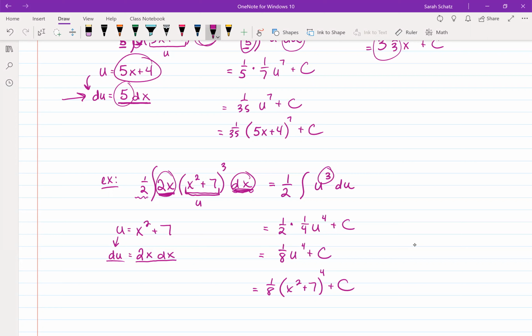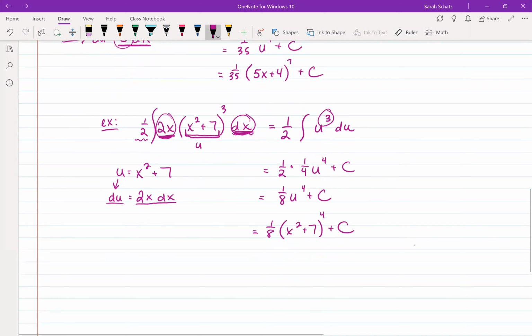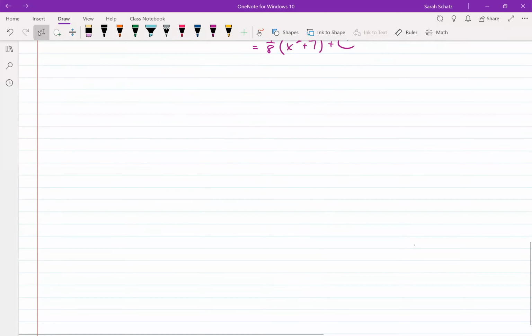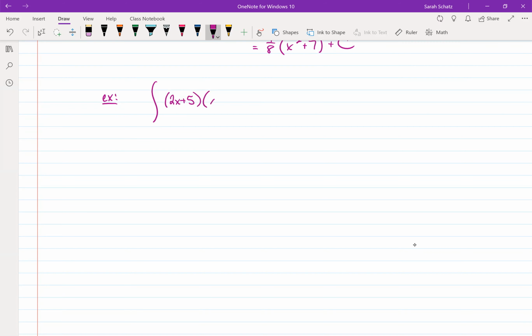I know this is a lot, but we are going to practice through it. So let's do another one. What if I have (2x plus 5) times (x squared plus 5x) to the 6th dx?